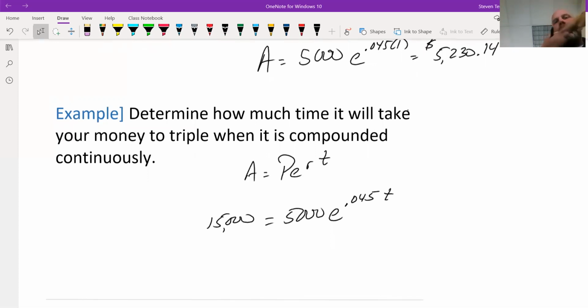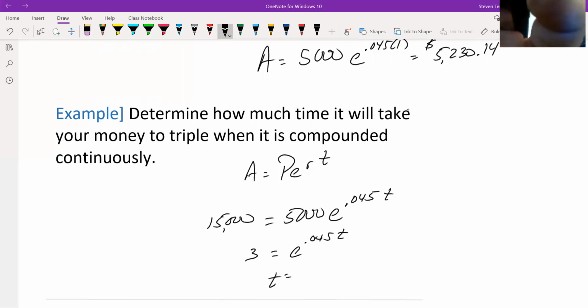The book is probably going to ask you to do it graphically. Later on, I'm going to show you how to do it algebraically. Just to clean this up, I'm going to divide by 5,000 right away to get 3 equals e to the 0.045t. That's going to be a little bit easier. I'm going to skip all the steps of graphing it on the video, but you should get an answer of 24.4 years for your money to triple.